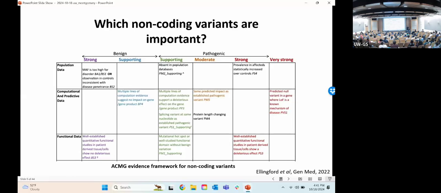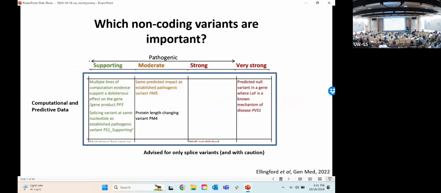I want to walk through a little bit of this to set up the problem, particularly focusing on the fact that to get to something that's strongly pathogenic, you need population data that shows the variant is more prevalent in affected individuals compared to controls. When you look at computational and predictive data, you need to see the same predicted impact as an established pathogenic variant. I'll zoom in here to make it easier to read. So that's actually not that interesting, right? You're basically saying I can call it pathogenic if I've seen it pathogenic before.